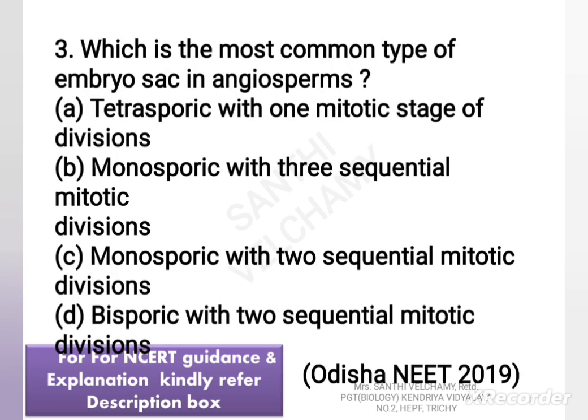Now next question. Which is the most common type of embryo sac in angiosperms? A. Tetrasporic with 1 mitotic stage of cell division. B. Monosporic with 3 sequential mitotic divisions. C. Monosporic with 2 sequential mitotic divisions. D. Bisporic with 2 sequential mitotic divisions. The correct answer is B, monosporic with 3 sequential mitotic divisions.